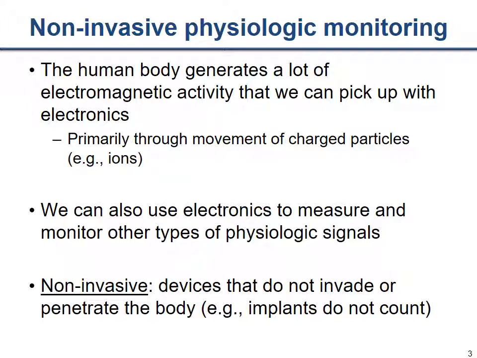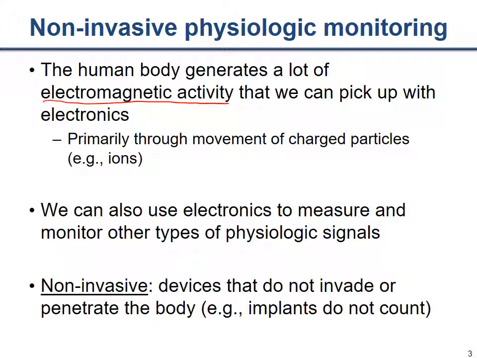Okay. Now it turns out that the human body generates a lot of electromagnetic activity, and we can pick this up with electronics in, well, the usual ways. Now this usually happens through movement of charged particles within the body, and so a lot of the electrical activity in the body is because of ions shuttling around between and around cells. So ions are charged particles. As they move, they generate electromagnetic effects, which we can then pick up with external electronic equipment.